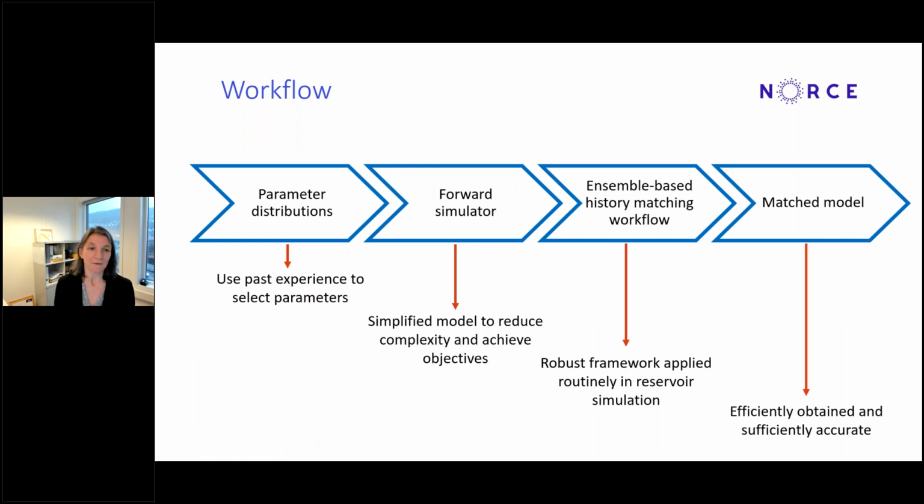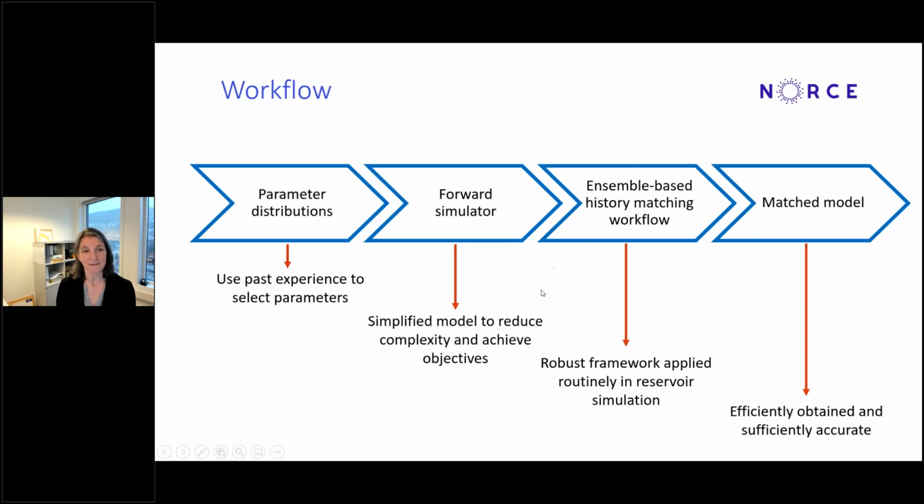So this was the overall workflow, and this is a very standard workflow for history matching, where you start with the parameter distributions, you have a forward simulator, you put these into your, in this case, we've picked an ensemble-based history matching workflow, and in the end, we end up with a matched model. And underneath, I show you the areas where we've attempted to introduce some forms of efficiency that can get us to a decent match model in the end. And the first is really looked at the parameter distributions themselves and using past experience to select which parameters we would focus on and what kind of distributions we would have. So that would narrow and constrain what would be sampled in the workflow.